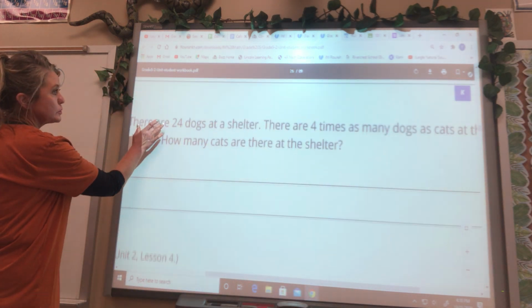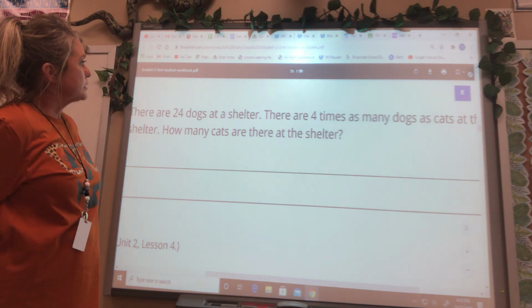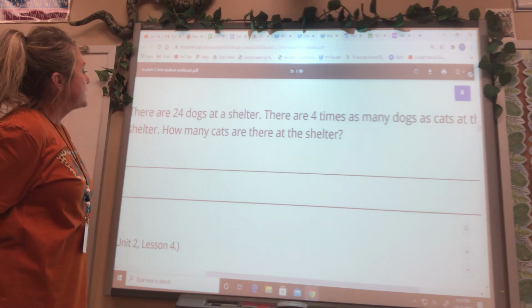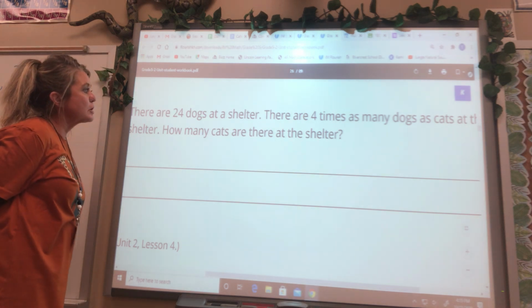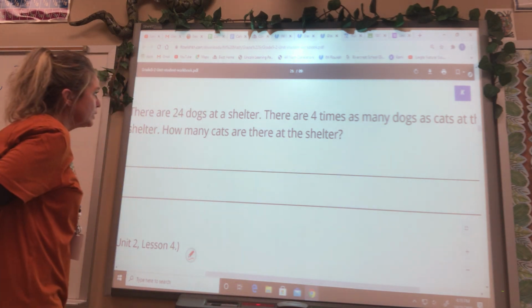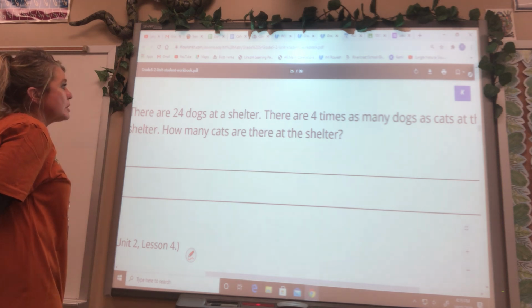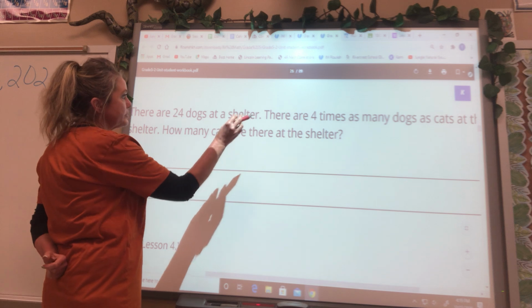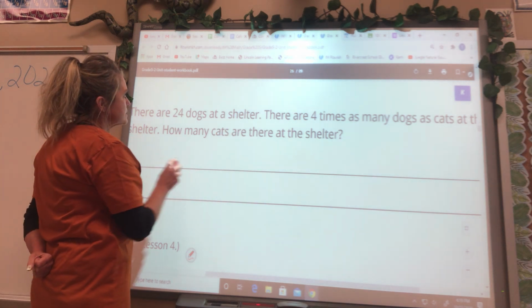Okay, and our last one. There are 24 dogs at a shelter. There are 4 times as many dogs at the shelter as cats at the shelter. How many cats are there at the shelter? Okay, we know that we have 24 dogs altogether, and we know that there's 4 times as many dogs as cats.